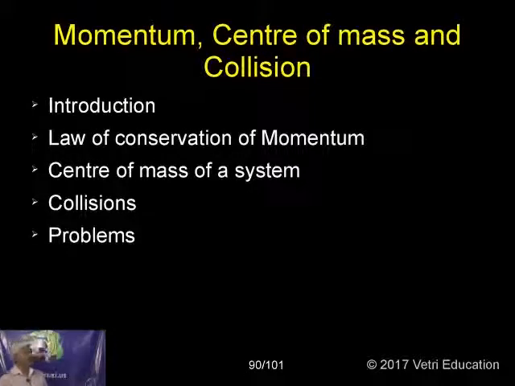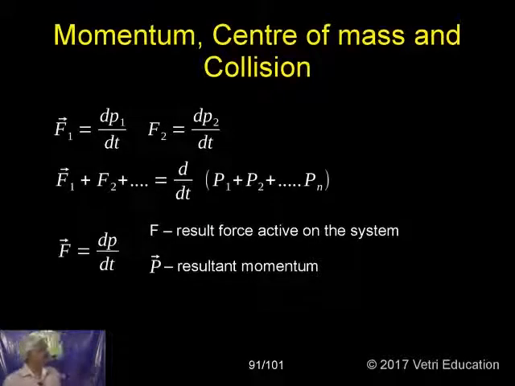In this chapter, what are we going to see? We are going to see so much information: momentum, definition of momentum, conservation of momentum, what is center of mass, what is center of gravity, like that. And also collision. If two bodies are moving and collide with each other, elastic collision, inelastic collision, what happens? Then problems. So first we can see the momentum.